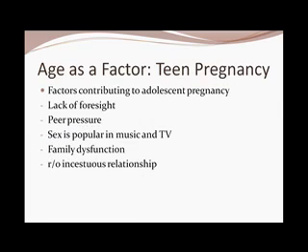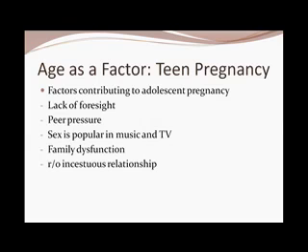In the literature, there are several factors that contribute to adolescent pregnancy and engaging in sex. One of these is lack of foresight. They feel that it won't happen to them or can't look to the future, what holds in the future beyond today or right now. In addition, there's often peer pressure: I did this and it's really cool. Sex is popular in TV, music, on the internet.